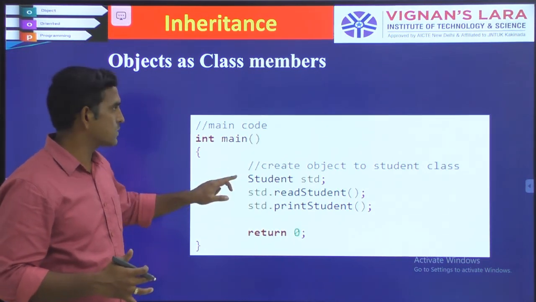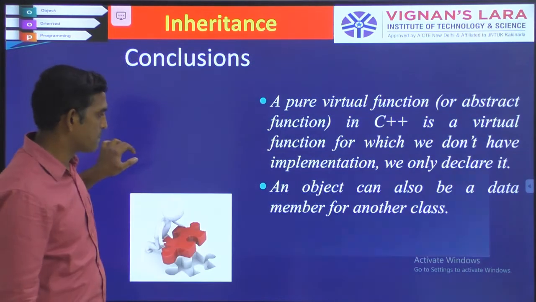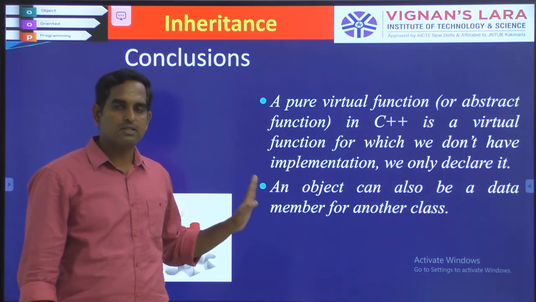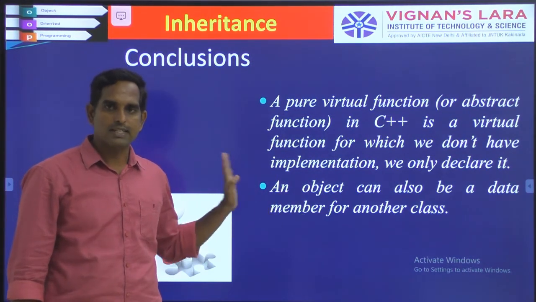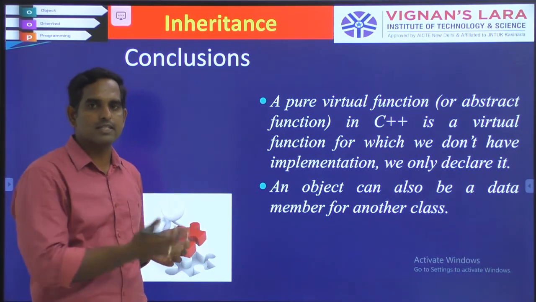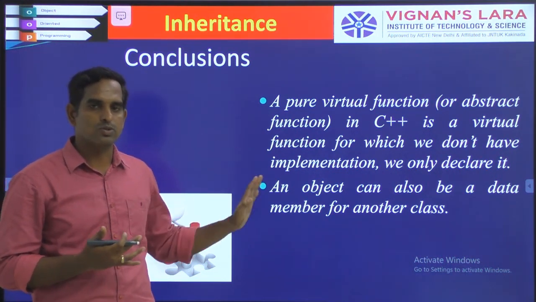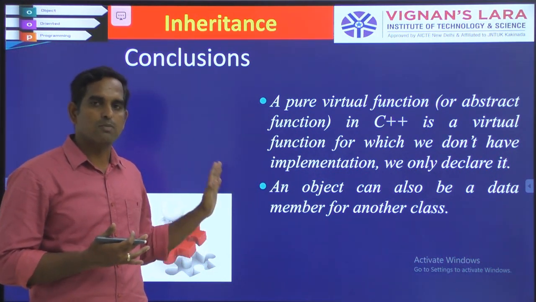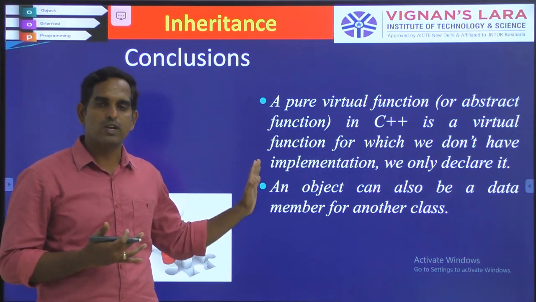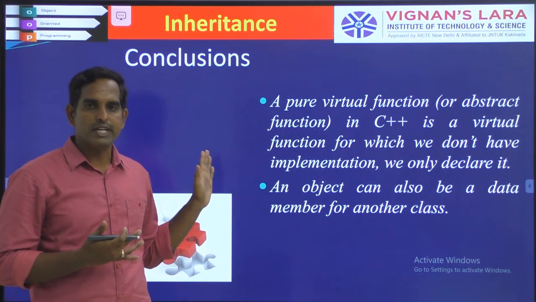So in this session you have seen what are abstract classes and how to use your objects as members in other classes. So far you have seen various things in this part of object oriented programming through C++. You have seen operator overloading, then type conversion, and the last part, inheritance.